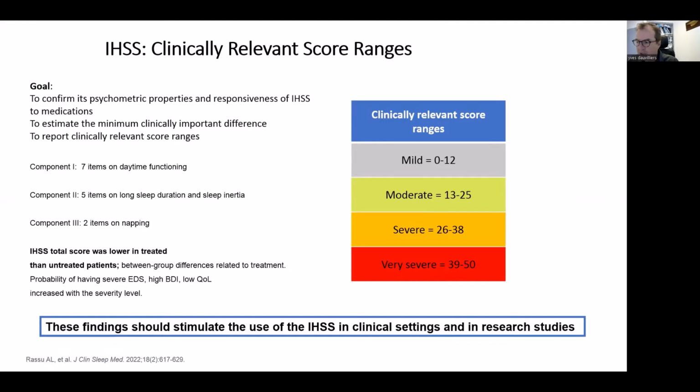This is in MAPI. MAPI Trust is a website that takes care of all scales, not just in sleep, in the medical domain. So you can ask MAPI for permission to use it.